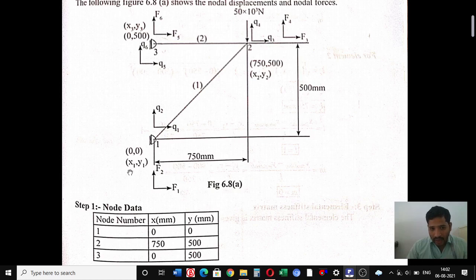At node 1, what is the x value? 0. What is the y value? 0. Clear? Come to node 2. What is the x2 value? 750. What is the y2 value? 500. I hope no one is having any doubt. Come to node 3. What is the x value there? The x3 value is 0 and the y3 value is 500 mm.